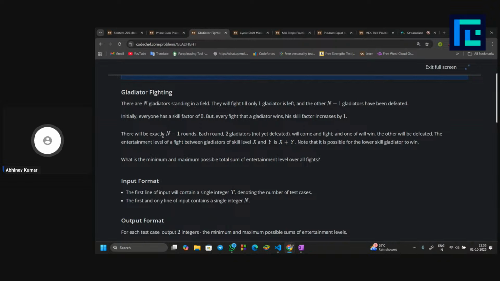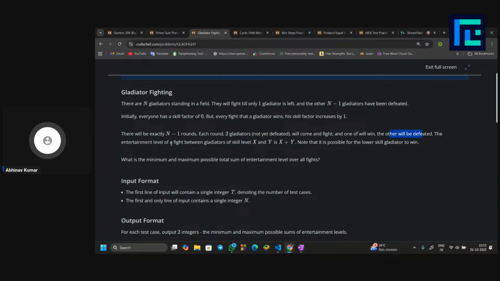So initially all of them start with a skill factor of 0, and whenever two of them fight, after the fight, for the winner, his skill factor would increase by 1. And after exactly n minus 1 rounds, each round has two gladiators who are yet to be defeated. Once a gladiator gets defeated, he is out of the game. So two gladiators who are yet to be defeated will come and fight, and one of them will win and the other will be defeated.